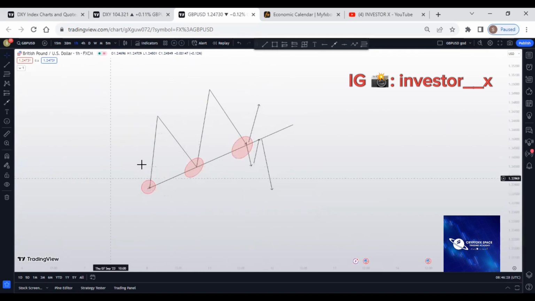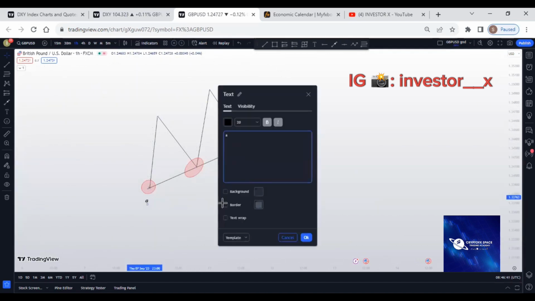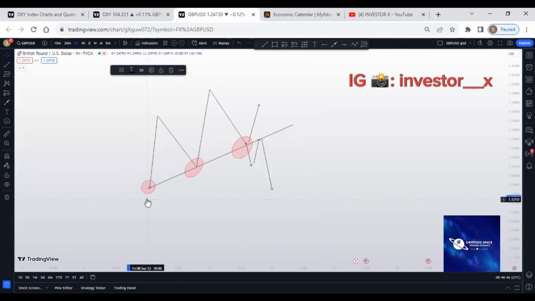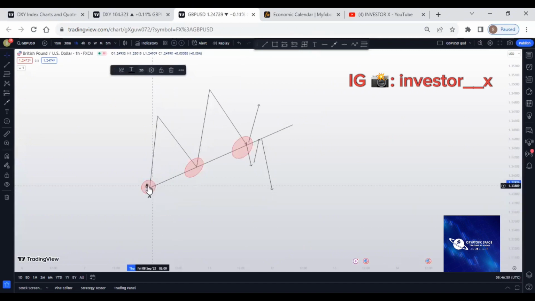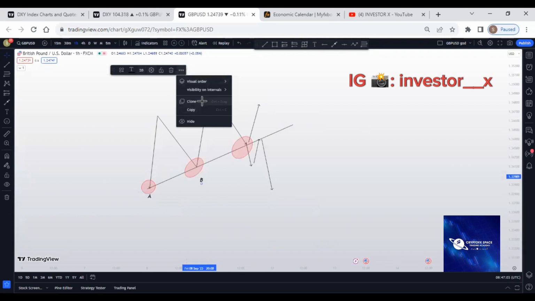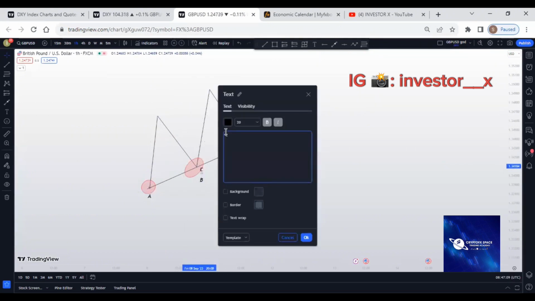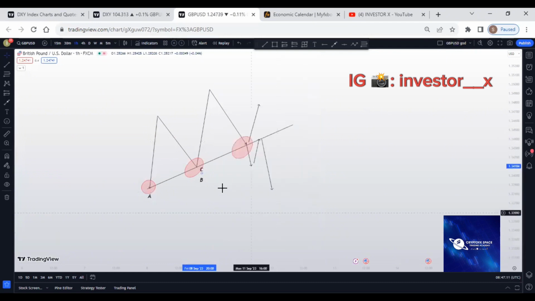Here I have a sketch showing our point A right here, our point B on the next one, and our point C on the last one, which is the third touch that I'm talking about. On that third touch, you want to wait for a confirmation first to know if there's going to be a breakout or a bounce.